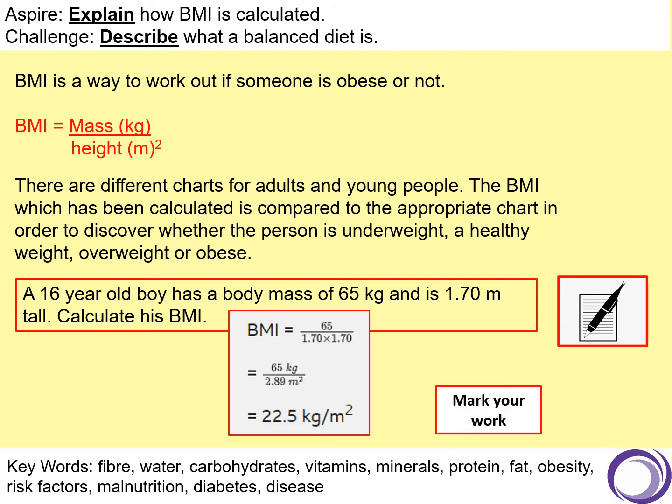So hopefully, using the BMI calculation, the 16-year-old boy's body mass was 65 kilograms and the height is 1.7 meters. So it should have been 65 divided by 1.7 squared, and 1.7 squared is 2.89. So it's 65 divided by 2.89, which gives us a BMI of 22.5.